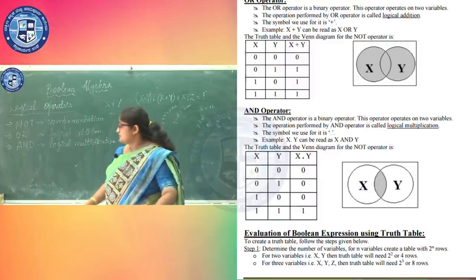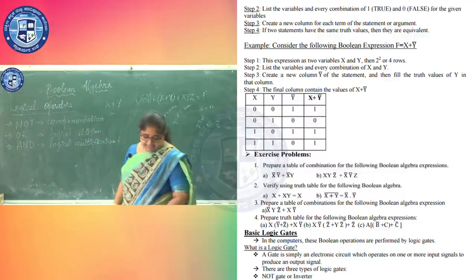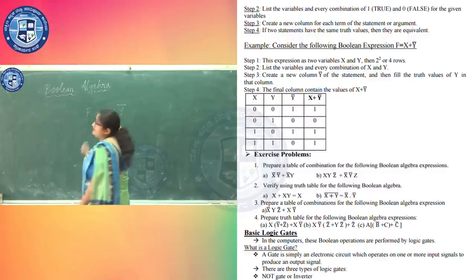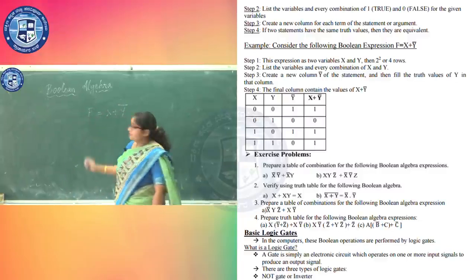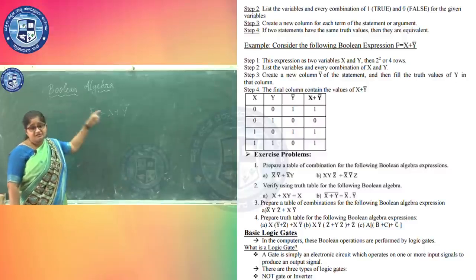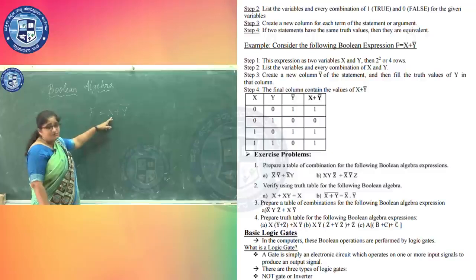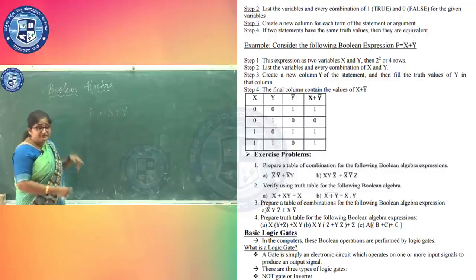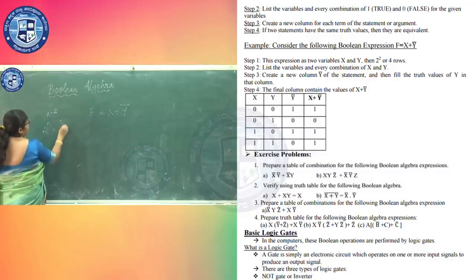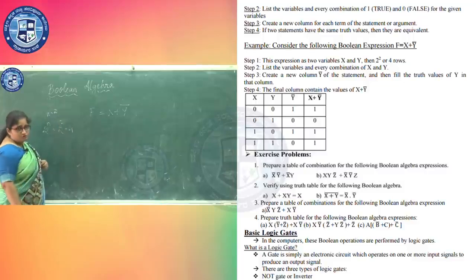Next we shall do it using an example. Consider the example there. F is equal to x plus y dash. So first thing we have to see is we have to determine the number of variables. Number of variables we have, one is x and one is y. So we have 2 variables, which means the value of n is 2. So 2 to the power of n, that is 2 to the power of 2, we should have 4 rows.